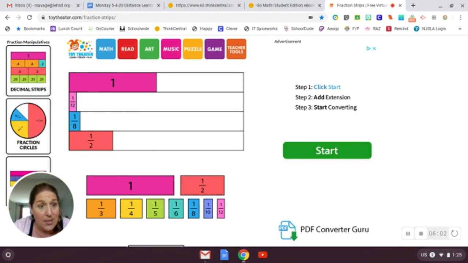And the pattern that I'm noticing, tell somebody in your house, or your mom, or your dad, or your dog.